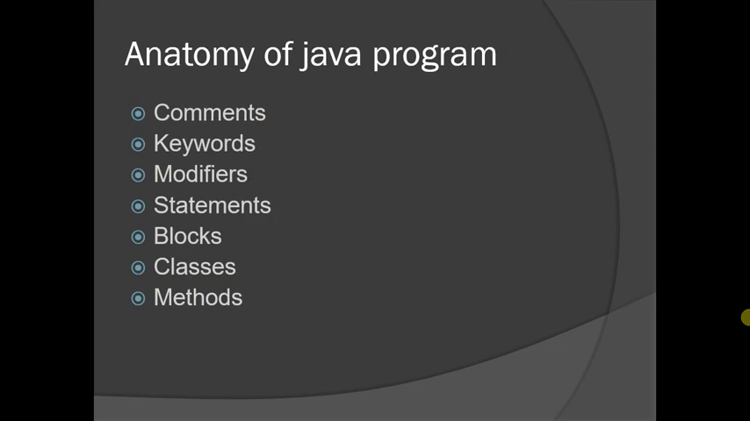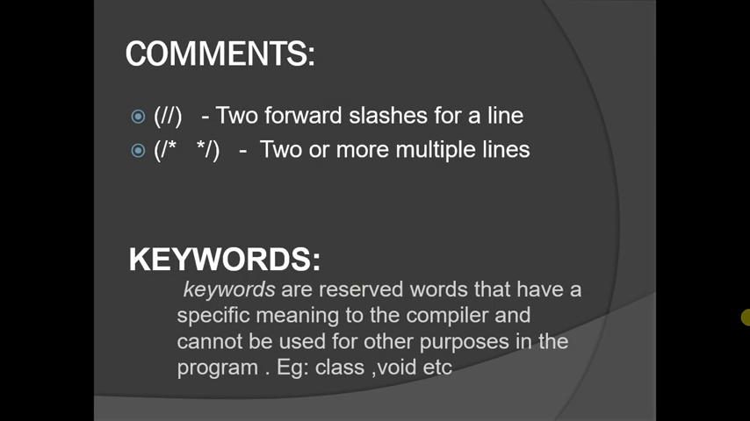The anatomy of Java programming includes the comments, keywords, modifiers, statements, blocks, classes and methods. First one is the comments. In order to comment a line, you have to use two forward slashes so that the line is commented. In case you want to comment multiple lines, that is a block of code, then you have to use a forward slash followed by an asterisk.